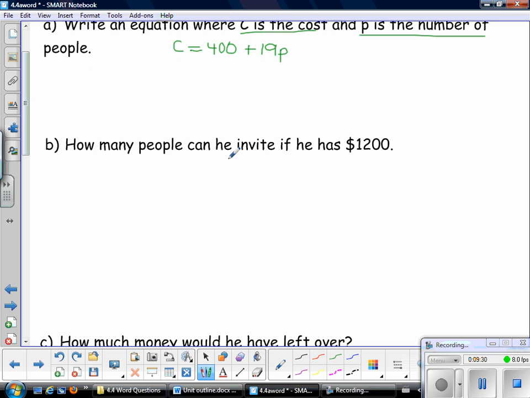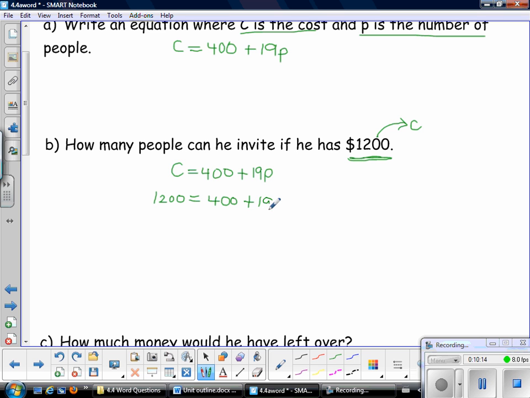Now it says how many people can he invite if he has $1,200. So where does the $1,200 go? I mean, obviously we could guess and check, but we don't need to do that. We know that 1200 is the cost. That's as high as he can go for his cost. So we can actually take our equation and substitute in the 1200 for the cost and then solve for the number of people, the variable P. So we're going to put 1200 here, and if you notice, we're solving a lot of equations, even though we're not typically in the algebra unit.